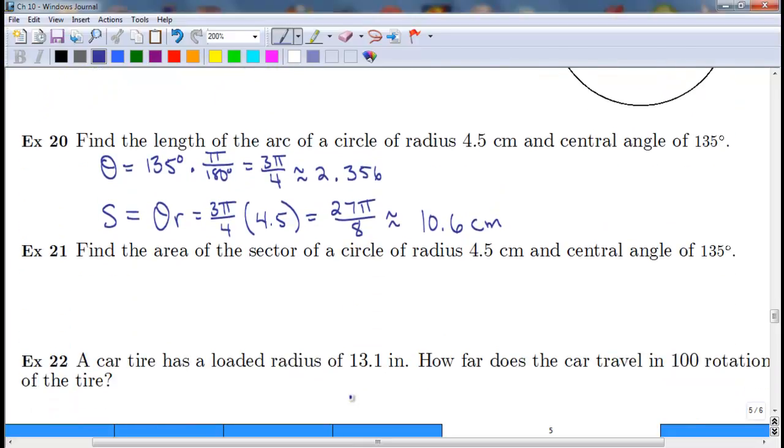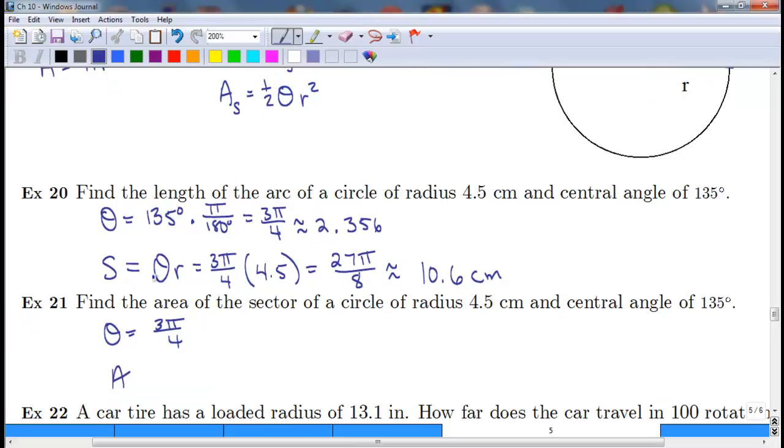Looking at the next example, which is based off of the same dimensions, we would now want to find the area of that sector. So we want to find the area of the sector of a circle of radius 4.5 centimeters and central angle 135. So we already said that this angle is 3 pi over 4. So then we can go back up to our area formula, which is 1/2 theta r squared. So we plug in 1/2. Theta is 3 pi over 4, and our radius is 4.5, and we square it.